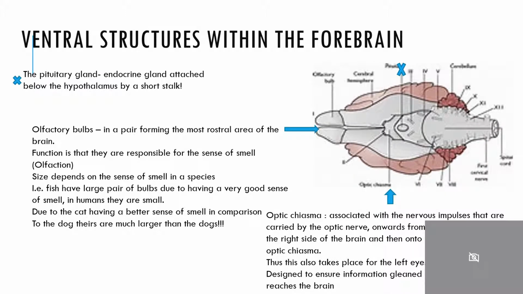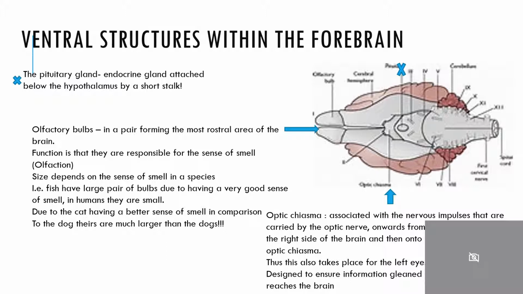Ventral structures within the forebrain. The pituitary gland is an endocrine gland attached below the hypothalamus by a short stalk, and this is marked on the image using the X. The olfactory bulbs are in a pair form in the most rostral area of the brain. The function is that they are responsible for the sense of smell, or olfaction.